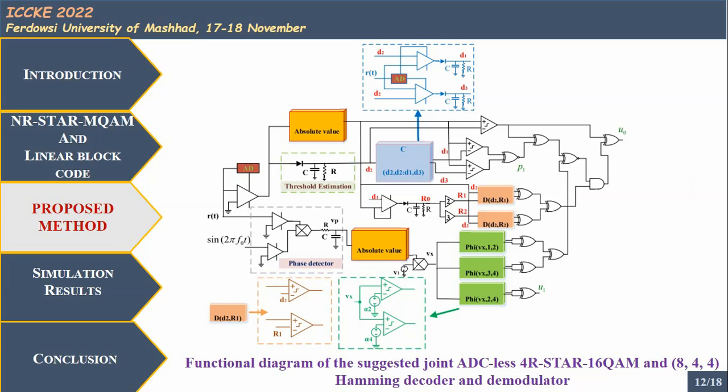Another important part of the suggested 4-ring star 16QAM with extended 844 Hamming channel code is a phase detector. The phase detector circuit consists of an analog multiplier, a low-pass filter, and also 2 op-amps. Vix, Vij and Dij, Rij are comparator circuits that are designed for phase and amplitude thresholds respectively.